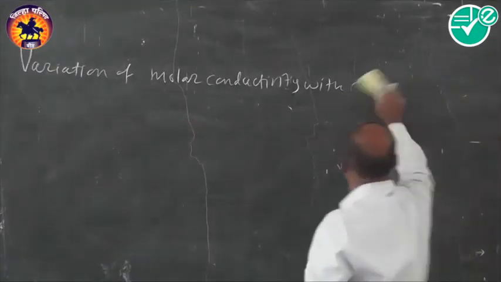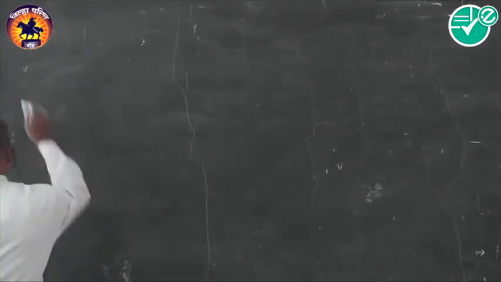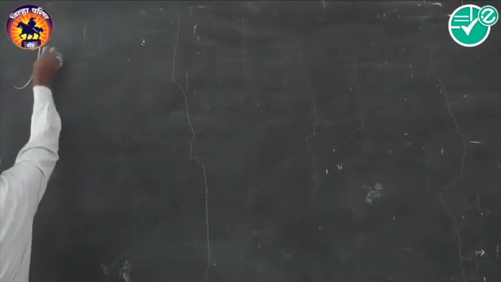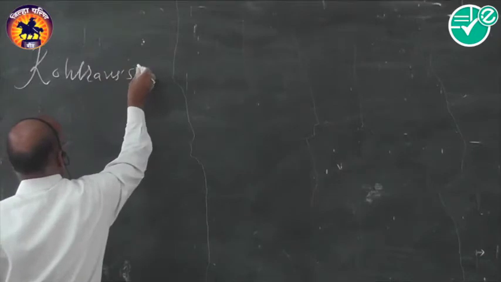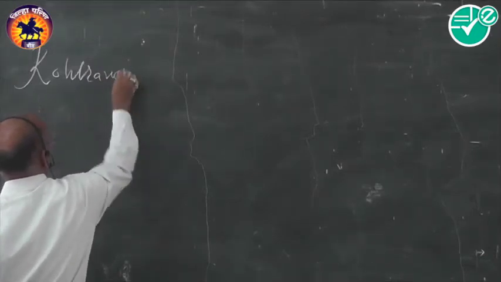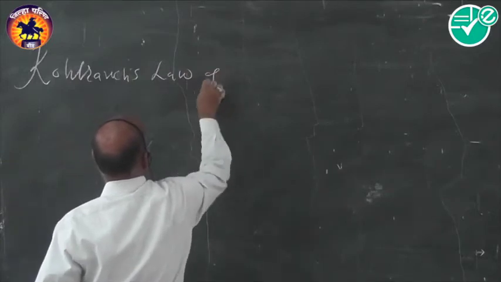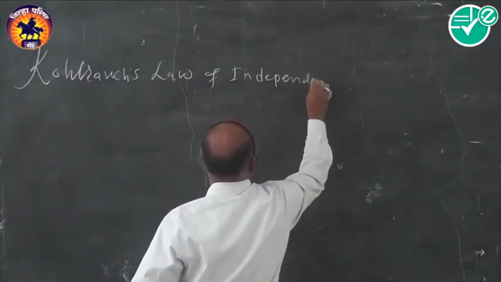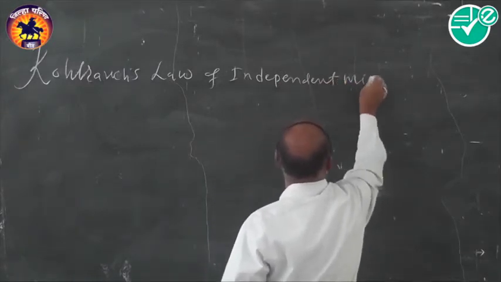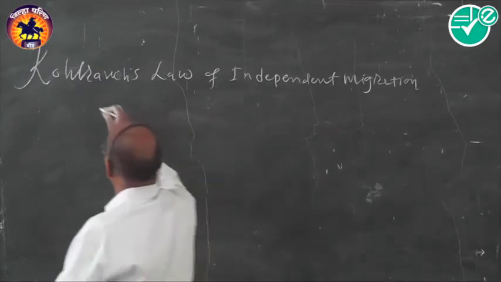So from this, we have introduced somewhat today's last unit, and after that we'll stop and continue explaining the later unit. So we have the last unit, particularly Kohlrausch's law of independent migration.